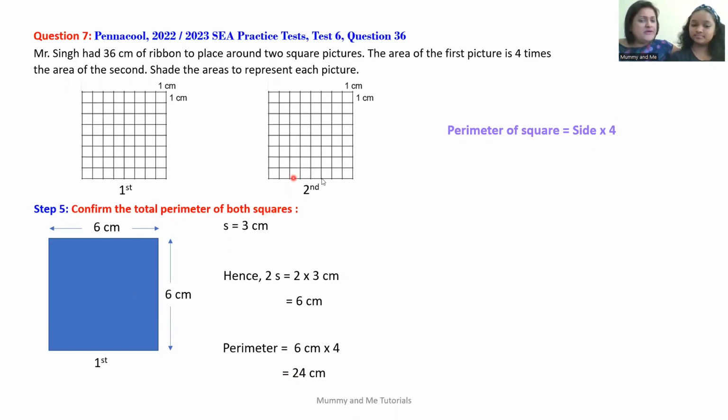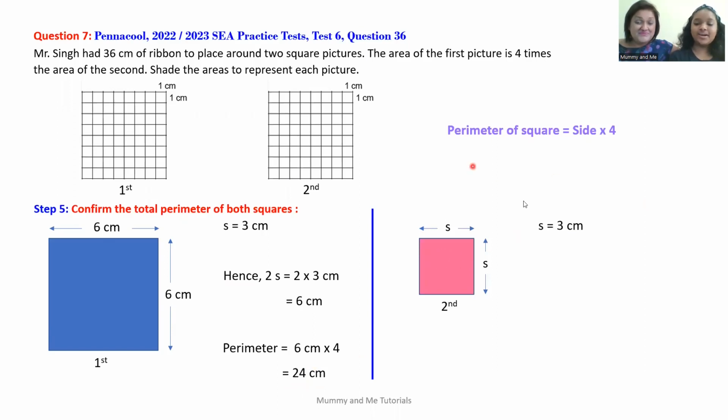So then if the second square is supposed to be smaller, then we expect the perimeter to be smaller than 24 centimeters. So we know that S is equal to 3 centimeters. And since the side of the square is just S, this side is 3 centimeters, and this side is also 3 centimeters. Now we can calculate the perimeter, which is equal to 3 centimeters multiplied by 4, and we get 12 centimeters.